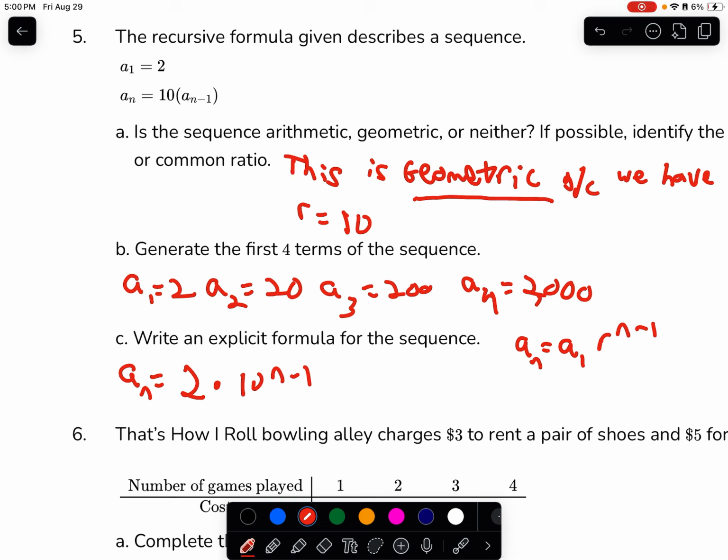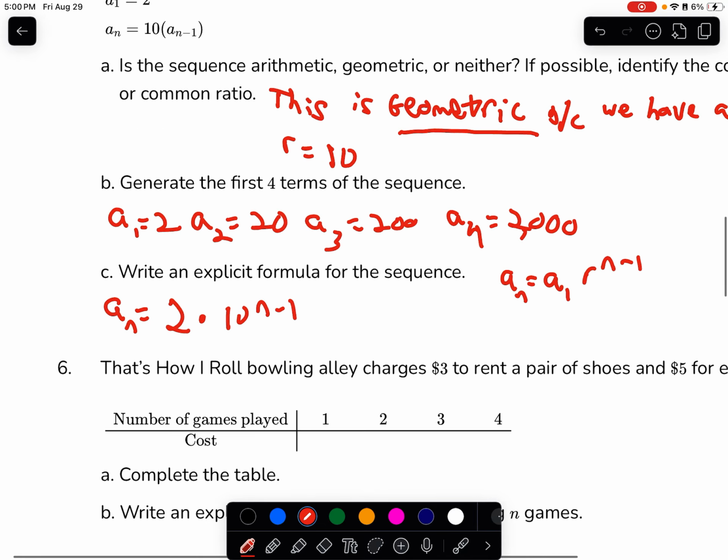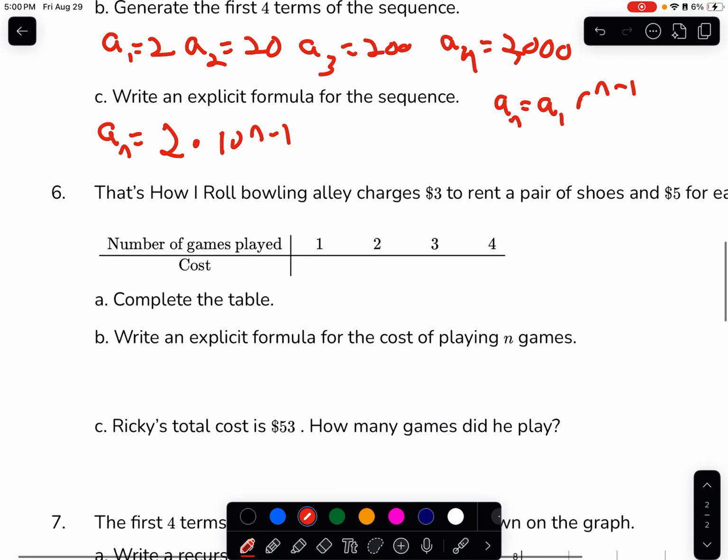Now we can calculate the 10th, 20th term just by plugging it in and using a calculator. Okay, 6. That's how I roll.